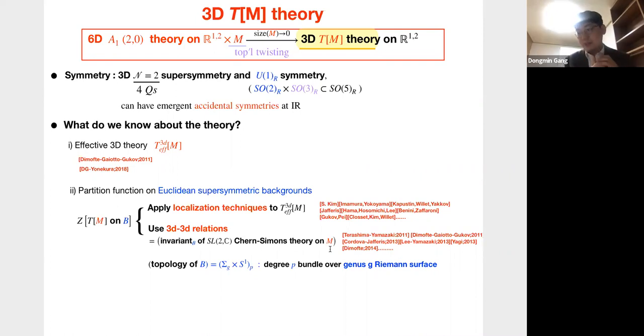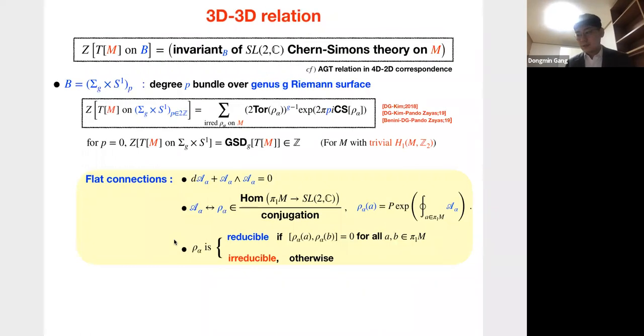This is very technical, but the one thing I want to mention is that there is a way to compute some partition function on this theory, and people have developed this. This is the most technical slide in my talk. So let me briefly review the 3D-3D relation. The 3D-3D relation basically says that we can compute the partition function of this 3D theory on some three-manifold by computing some certain invariant of the SL(2,C) Chern-Simons theory on the internal three-manifold. Depending on the choice of the three-dimensional spacetime, this invariant will be different, but there is a very well known dictionary.